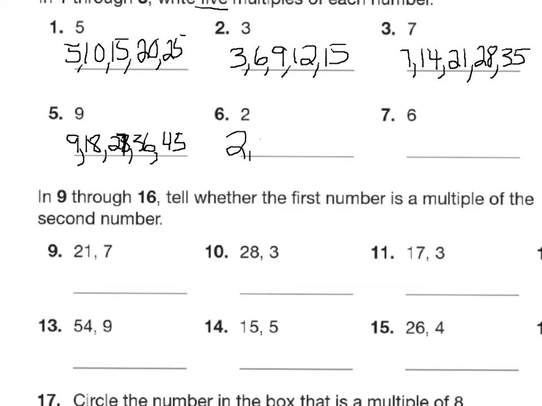Alright, for number 6, we're going to skip count by 2s. 2, 4. This is easy. This is just counting your evens. 2, 4, 6, 8, and 10. Number 6, we're going to skip count. 6, 12, 18, 24, and 30.